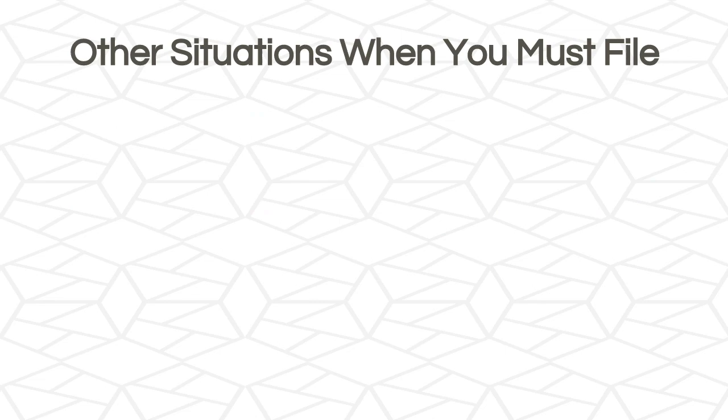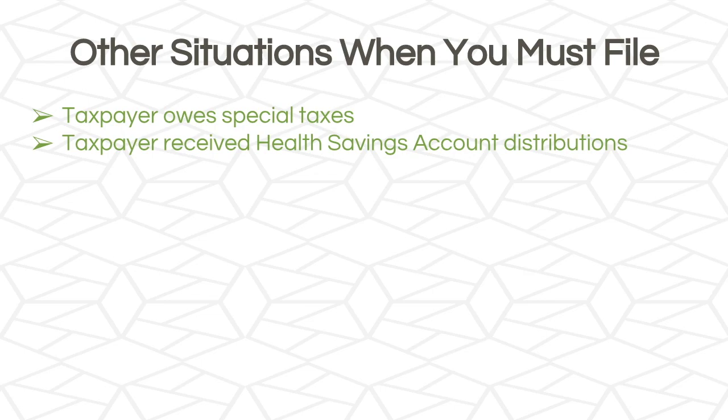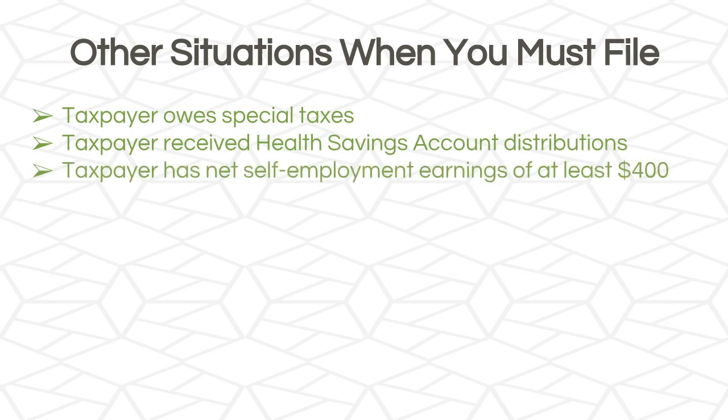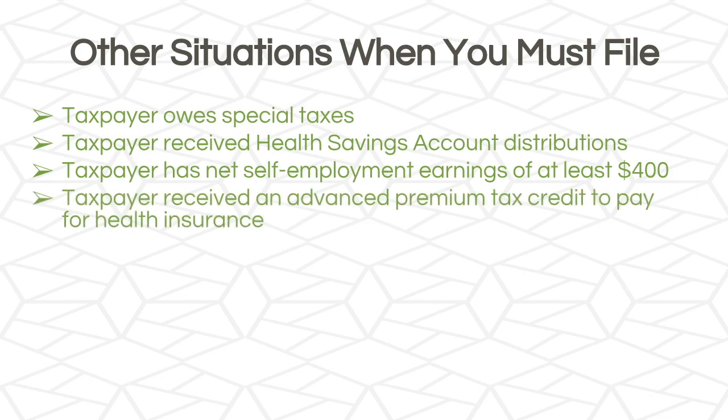Now, there are other situations when you must file, and these include if the taxpayer owes special taxes, if they received health savings accounts distributions, if they had net self-employment earnings of at least $400. And so by net self-employment earnings, we mean profit minus expenses to get net earnings. If they received an advance premium tax credit to pay for health insurance.